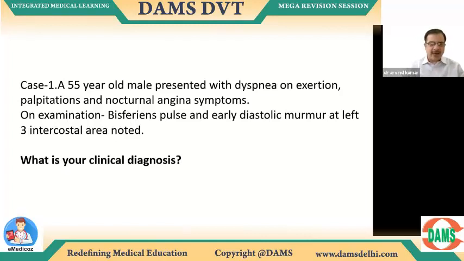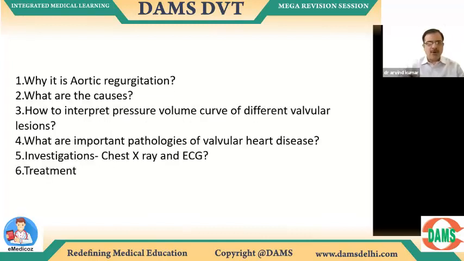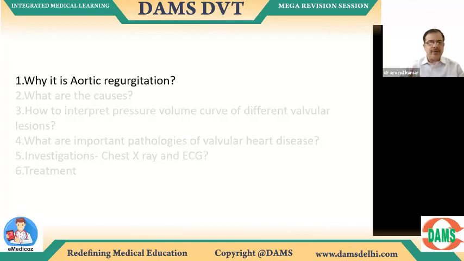So let's see how to approach this topic of valvular heart disease. So as a combined, it is a valvular heart disease. So how to go about the clinical approach? So most important is always the symptoms. Symptoms of any particular disease, and we will pick a particular symptom of a particular condition. So we will ask these questions: why it is aortic regurgitation, what are the causes, what are the pressure volume curves, what are the pathologies of valvular heart disease, investigation and treatment. So let's start with why it is aortic regurgitation. That means the clinical approach.